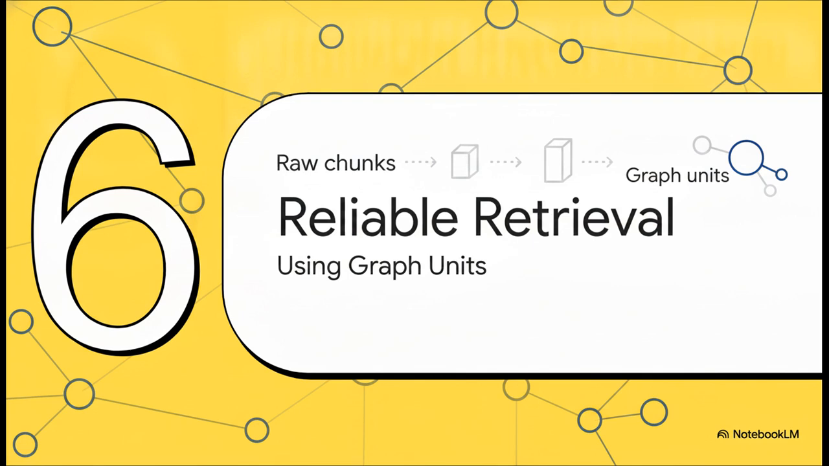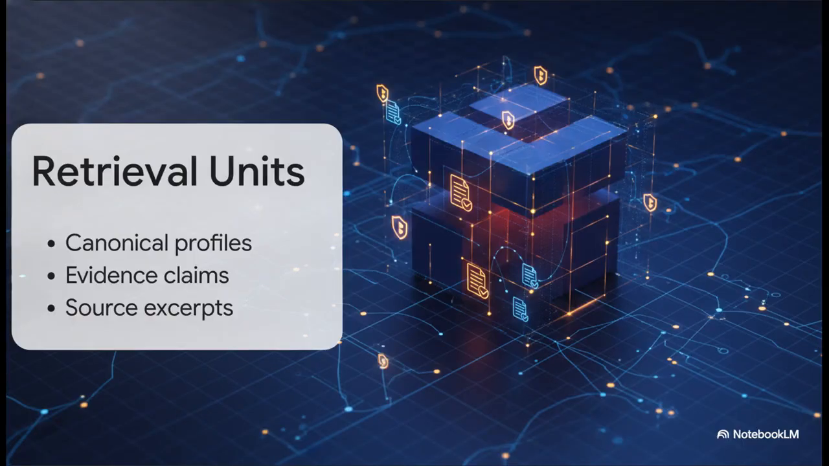This is where we replace raw chunks with graph units. So here is the ultimate payoff. Your retrieval pipeline should be pulling from rich, evidence-backed units, not just randomly sliced raw paragraphs. By serving up canonical profiles, claims with evidence, and relationship neighborhoods, your answer engine gains access to both the textual information and its vital relational structure.